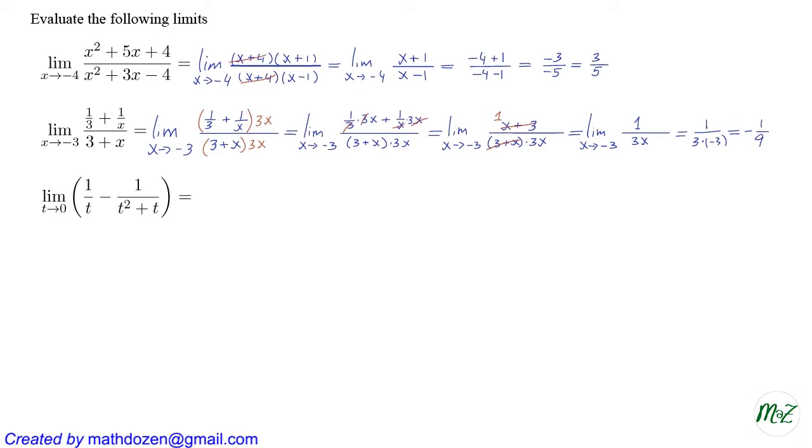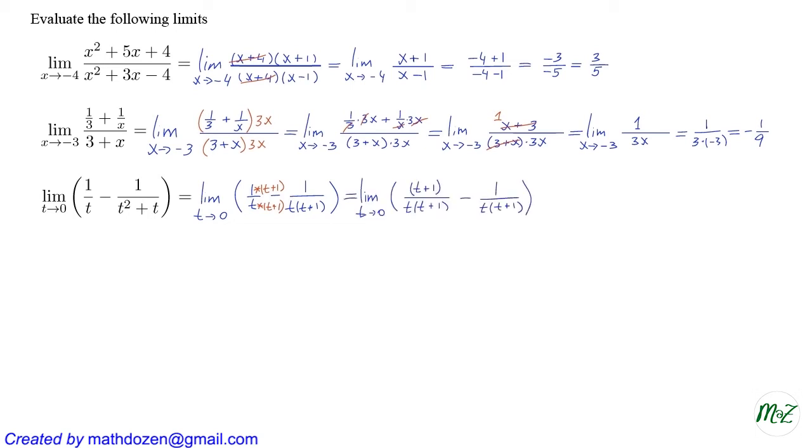And so now we can look at the last limit. It's the limit as t approaches 0 of the expression 1 over t minus 1 over t squared plus t. What we will do is find a common denominator, and we're going to combine the two fractions into a single fraction. But before we do that, we observe that the second fraction allows us to factor out t, so that the second denominator is t times t plus 1. So the first fraction is missing a factor of t plus 1.